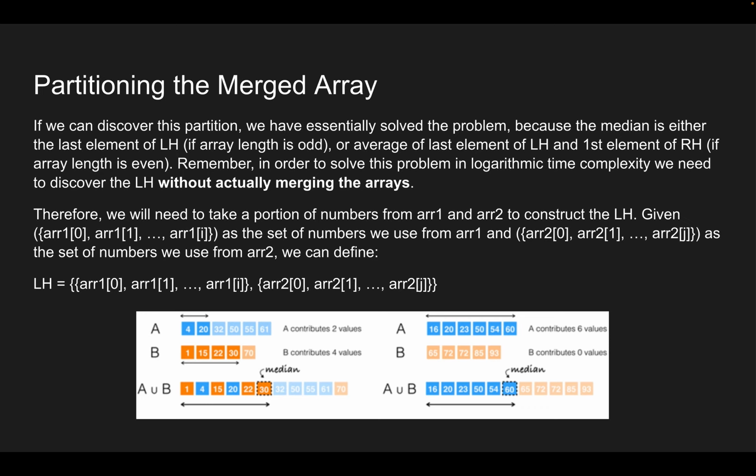Now, if we can discover this partition, we have essentially solved the problem, because the median is either going to be the last element of LH, if the merged array length is odd, or the average of the last element of LH and the first element of RH, if the length is even.